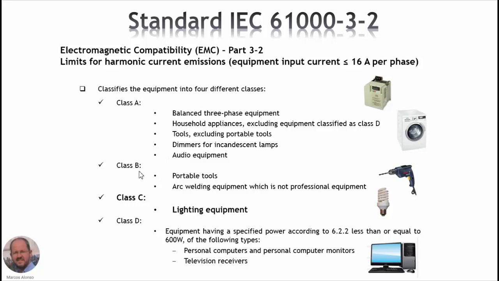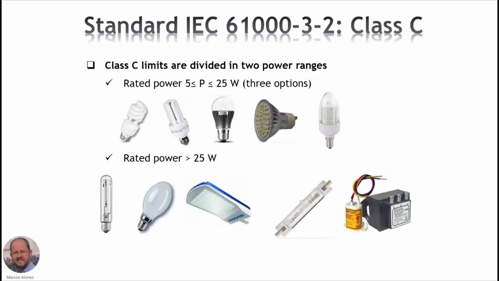We have class B for portable tools, arc welding equipment. And then we have class C, which is related to lighting equipment and is the class that we have to consider for LED drivers. Finally, we have class D, which is related to specific equipment like personal computers, TV sets, and so on. For the class C, the standard has different limits depending on the power of the lamp.